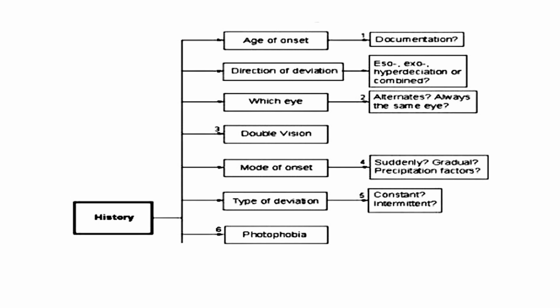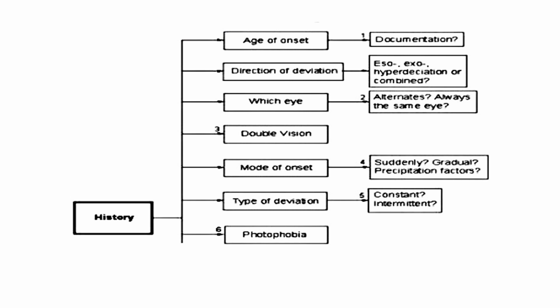And then which eye is involved, whether one eye or both eyes, whether it is alternating, whether the eyes are deviated all the time or sometimes. We have to ask about diplopia, double vision, whether there is any double vision or not. If yes, then what type of double vision does the patient have? Is it a vertical deviation, horizontal deviation, or a torsional deviation?